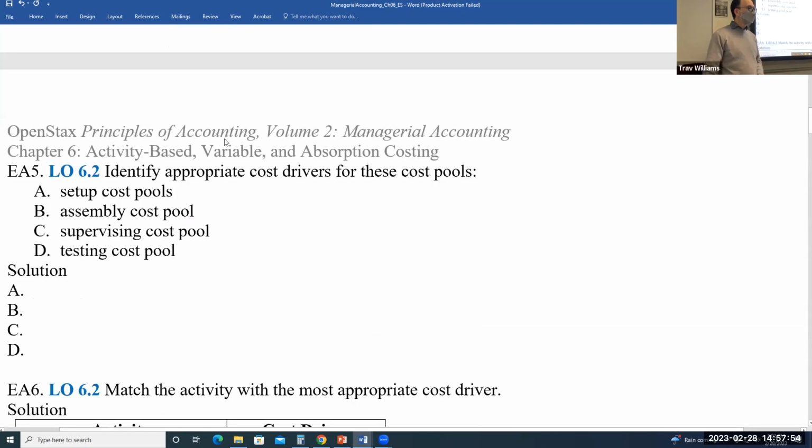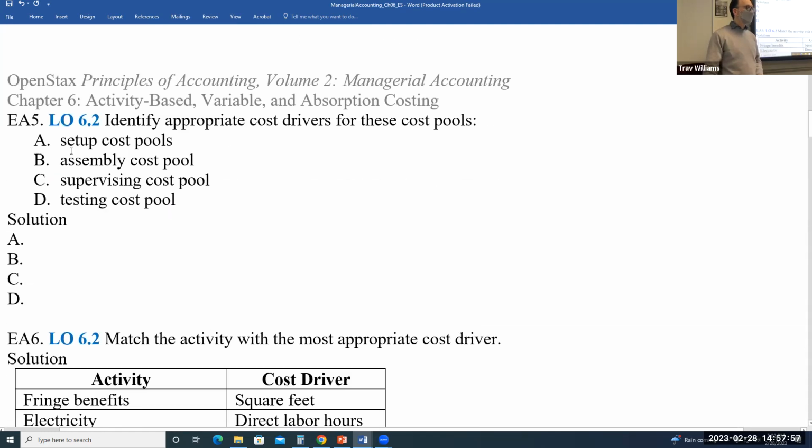Okay, so here we have some cost pools. We have to think what would be appropriate drivers to measure these pools. So what activities would we use? So how could we measure activities for our setup cost pool? How many setups? How many machine setups? Okay. Every time we set up a machine, that's one activity.